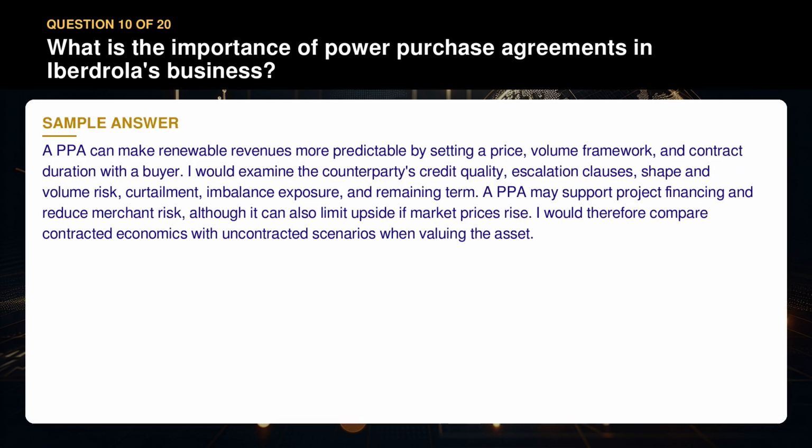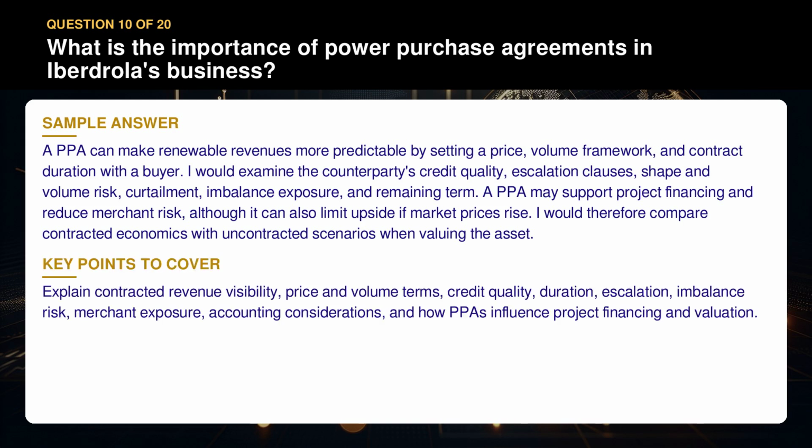A PPA can make renewable revenues more predictable by setting a price, volume framework, and contract duration with a buyer. I would examine the counterparty's credit quality, escalation clauses, shape and volume risk, curtailment, imbalance exposure, and remaining term. A PPA may support project financing and reduce merchant risk, although it can also limit upside if market prices rise. I would therefore compare contracted economics with uncontracted scenarios when valuing the asset.